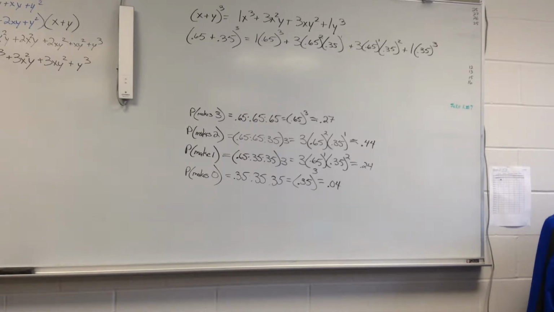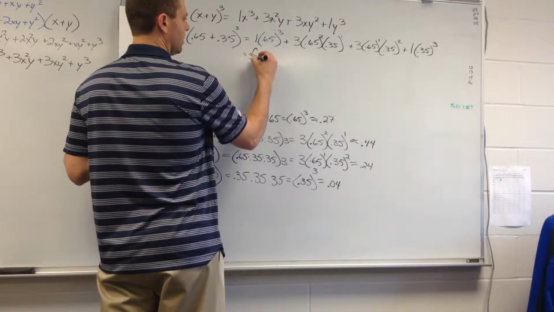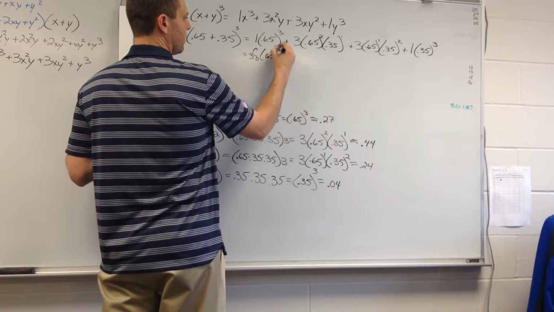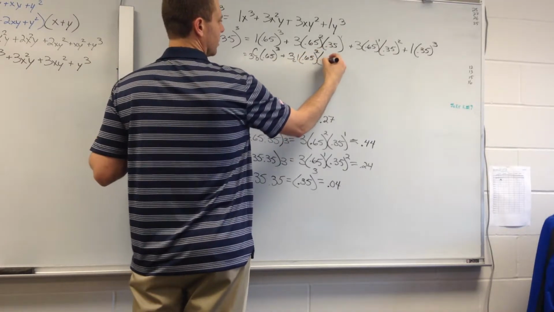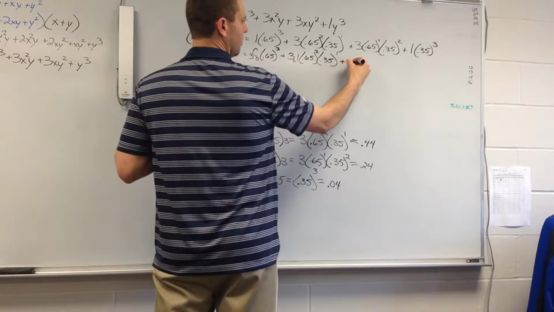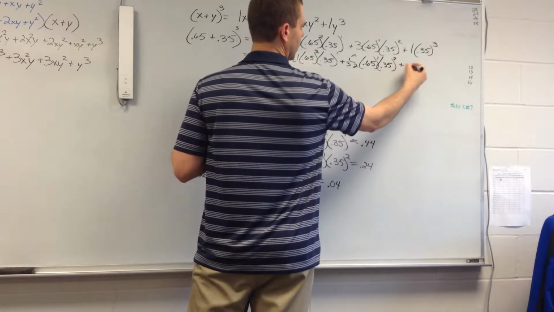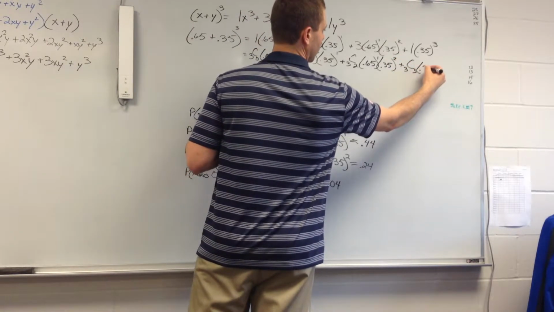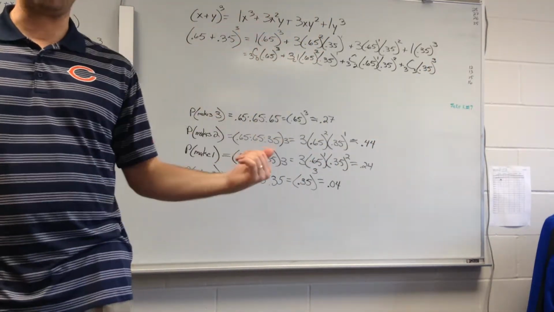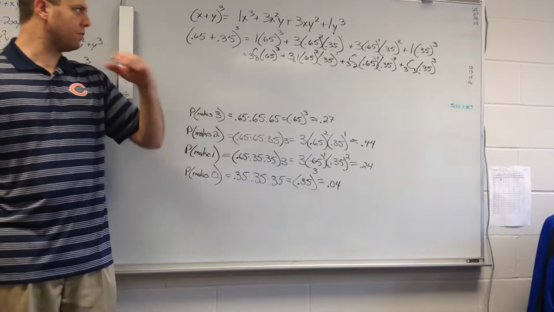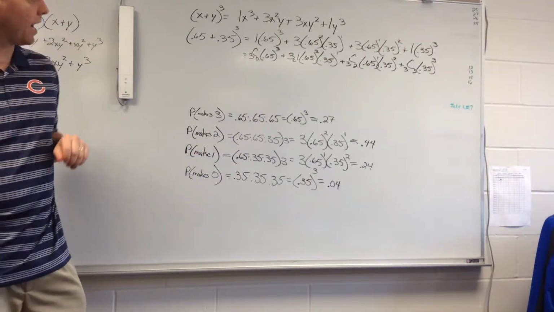So really this 1 here is like saying 3C0 times 0.65 to the third, plus 3C1 times 0.65 squared times 0.35 to the first, plus 3C2 times 0.65 to the first times 0.35 to the second, plus 3C3 times 0.35 to the third. As you get into larger and larger numbers, you won't have to write them all out. You'll know which one to use based on the pattern.